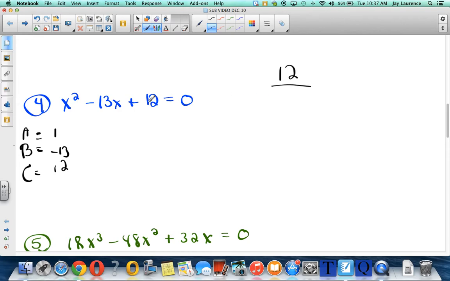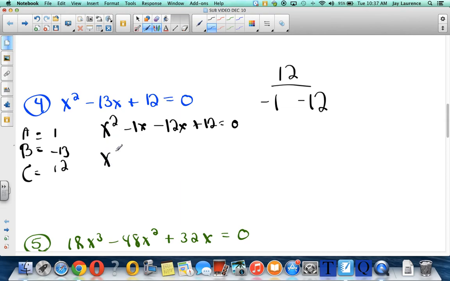Go figure. All right, so I need two factors of 12 that add to get negative 13. Well, how about 1 and 12? And they both have to be negative. How did I know that? Because there was a plus in the back. I need B's sign, right? So now I'm going to rewrite this as x squared minus 1x minus 12x plus 12 equals 0.